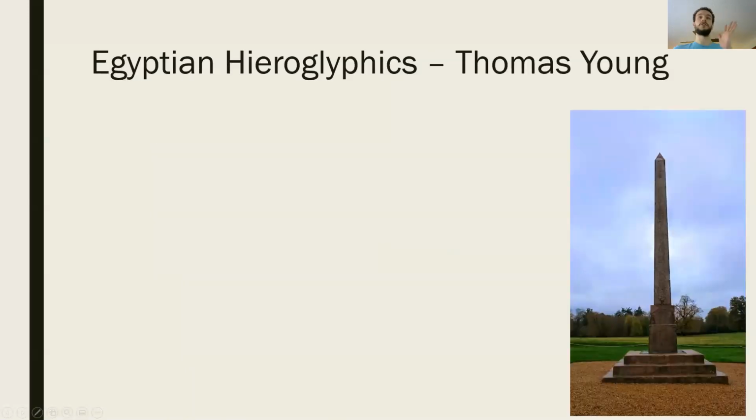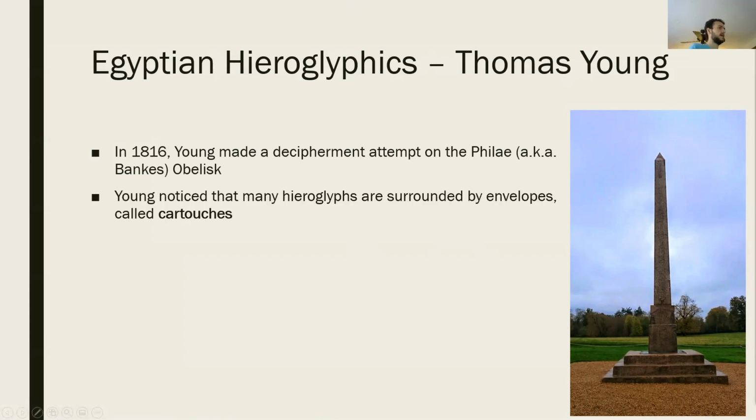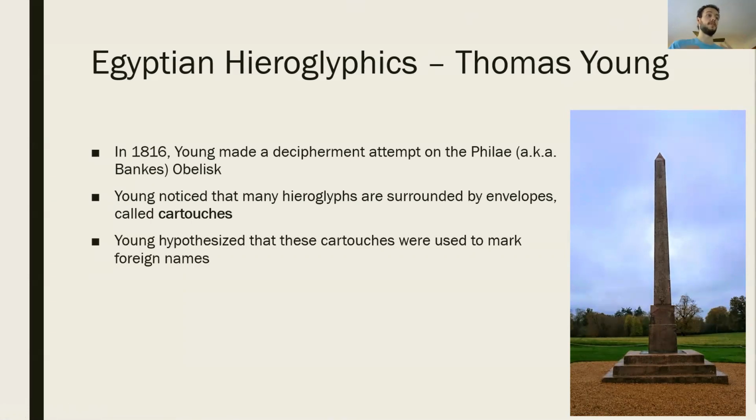One major archaeologist who had worked on the decipherment of Egyptian hieroglyphics was Thomas Young. And he made his decipherment based on the Philae obelisk, which was originally found in Egypt, but today it can be found in England. So he noticed that there were these cartouches in the set of hieroglyphs, and he made the assumption that they would refer to names.